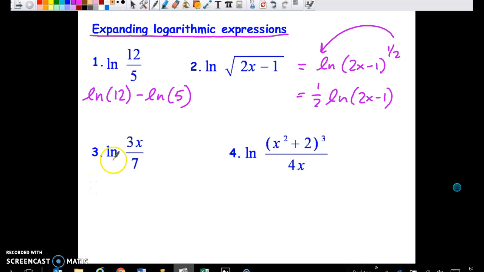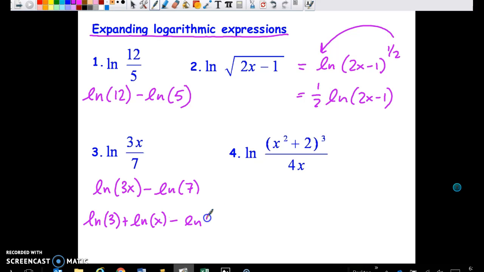All right. We have the natural log of 3x over 7. It means I'm going to have the natural log of 3x minus the natural log of 7. And notice I have the natural log of 3 times x, so I can expand that even further: the natural log of 3 plus the natural log of x minus the natural log of 7.